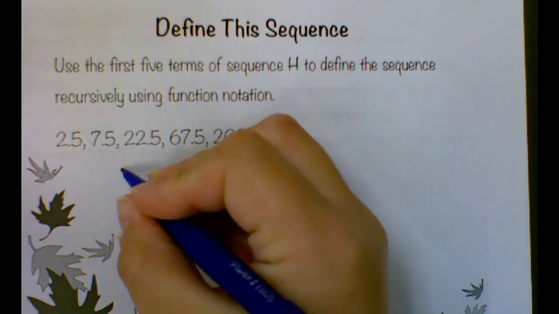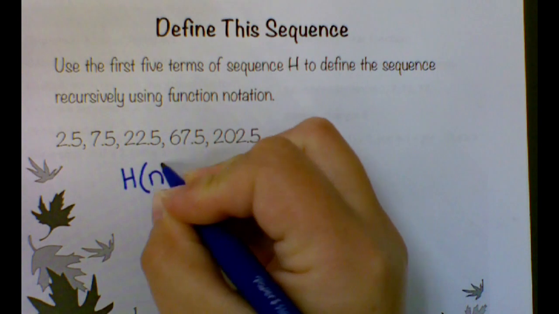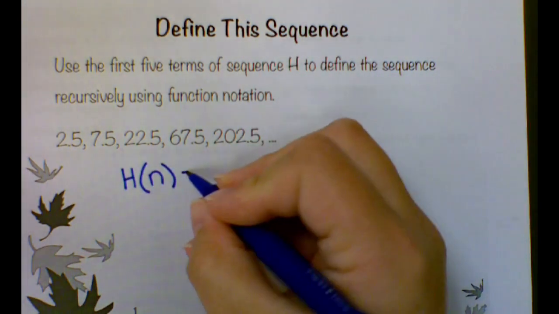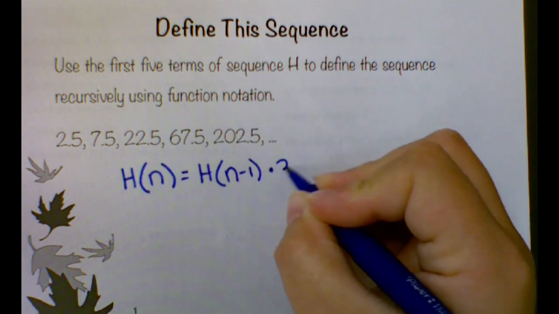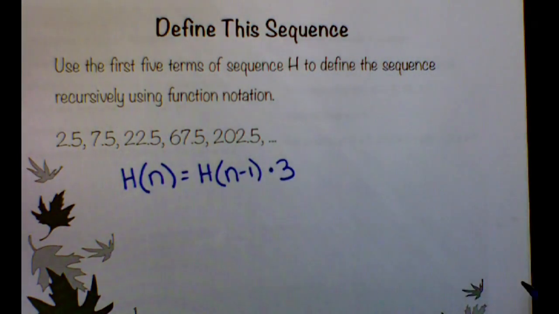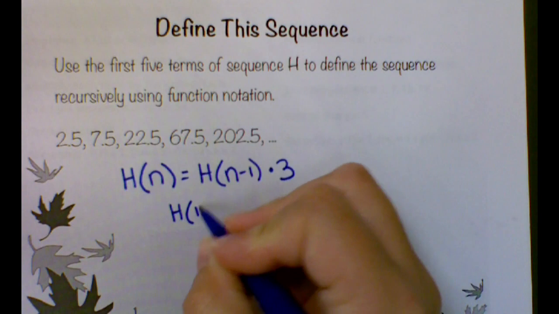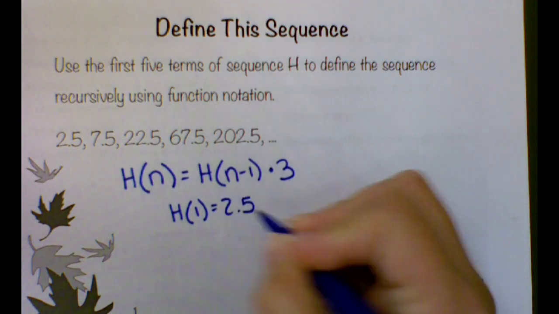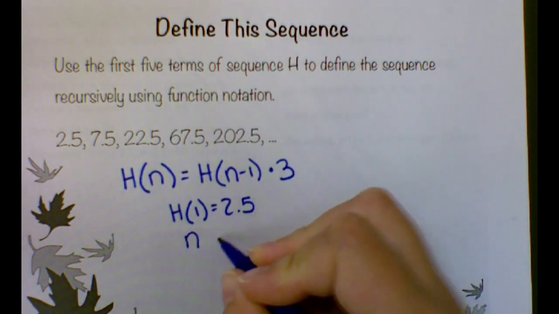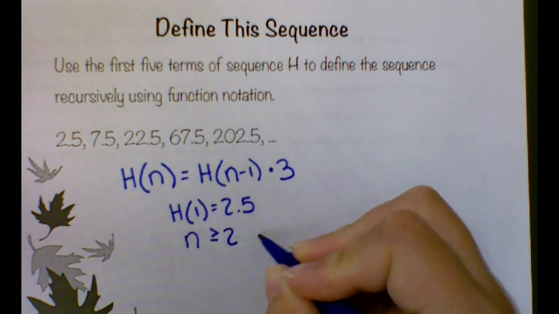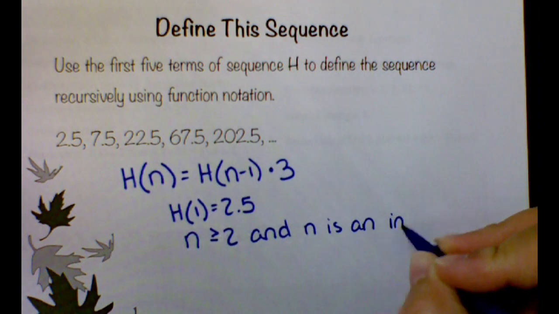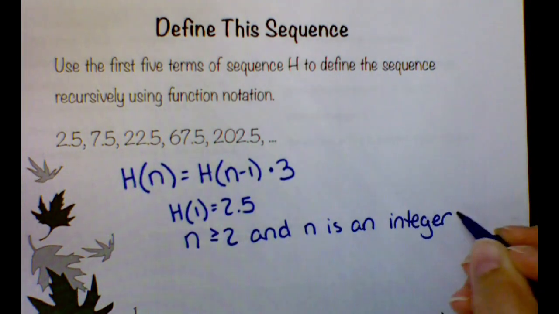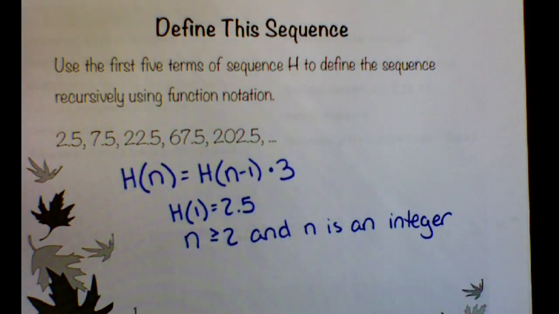So sequence H, my rule is just going to be called H of n. All I have to do is take the term before it, H of n minus 1, and multiply by 3. We note the first term, H of 1. We started at 2.5. And we also want to say that n is greater than or equal to 2, and n is an integer. This is the full definition of this sequence using function notation.